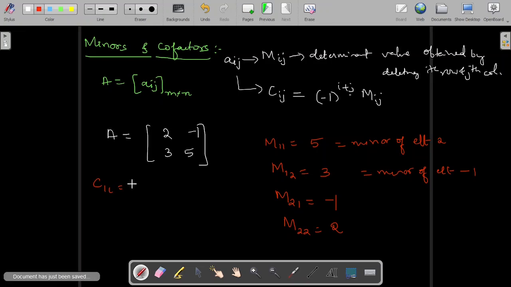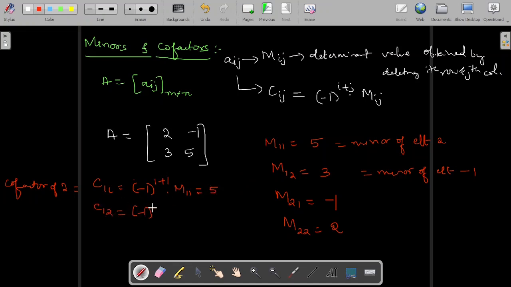Cofactor is C11, cofactor of 2. Cofactor of 2 equals minus 1 to the power 1 plus 1 into M11. Minus 1 to the power 1 plus 1 is minus 1 whole squared, which is 1. So M11 is 5. So C12 equals minus 1 to the power 1 plus 2 into M12. M12 is 3. This is minus 3. The cofactor changes sign here. So you can remember it like this: what is the sign pattern? Plus, minus, then minus, plus.